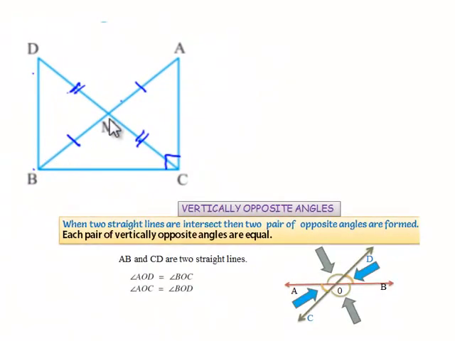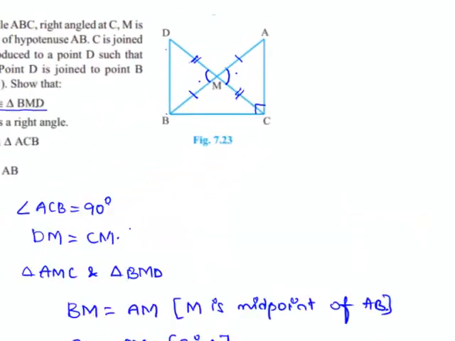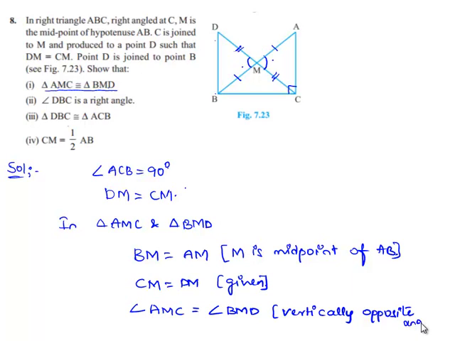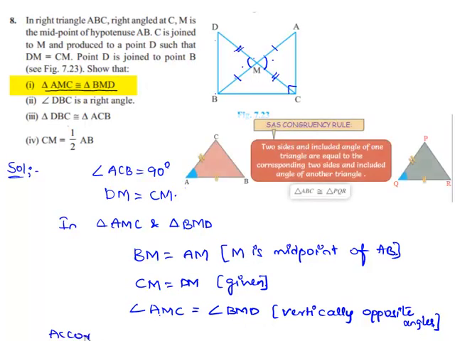Now, at point M, angle DMB and angle AMC are both vertically opposite angles. We know that vertically opposite angles are equal, so we can write angle AMC is equal to angle BMD, as they are vertically opposite angles. Now, according to the side angle side property, triangle AMC is congruent to triangle BMD, which is our first proof required.